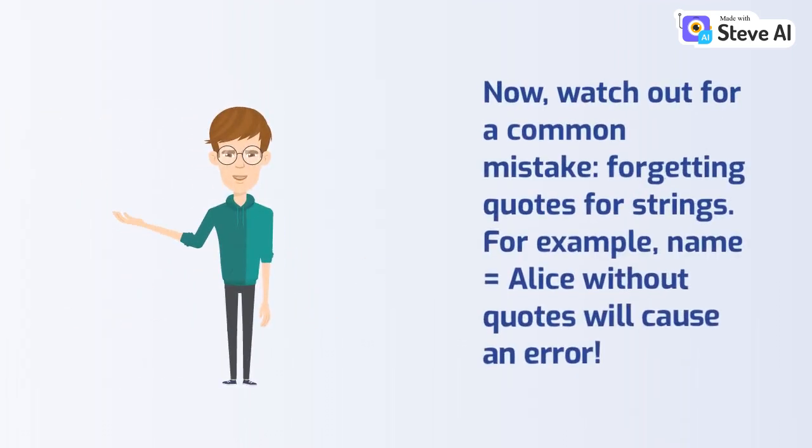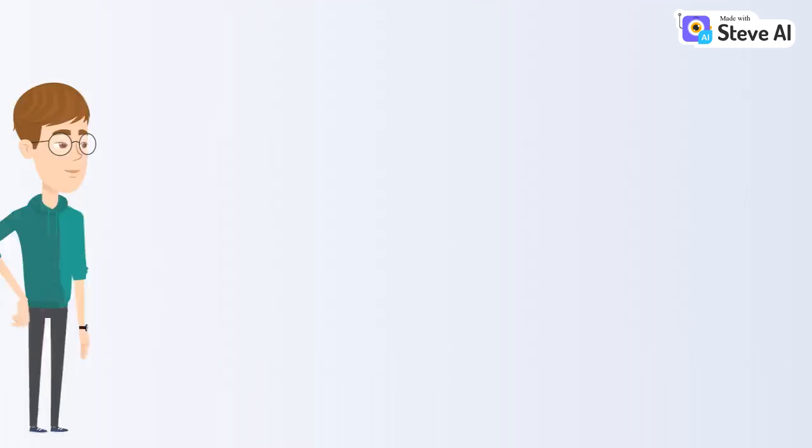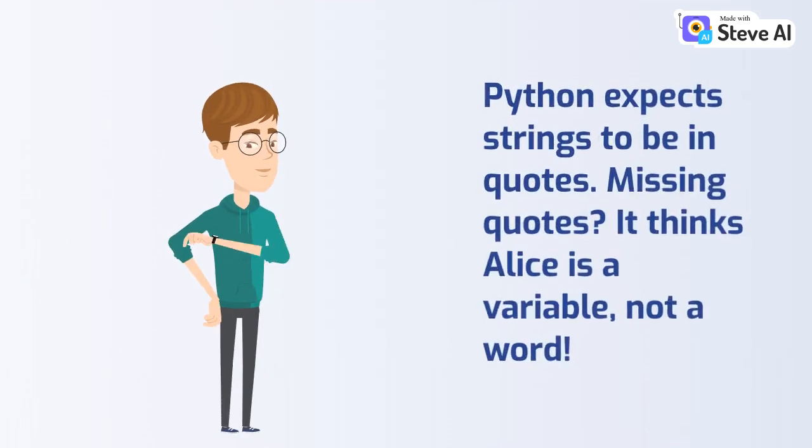Now, watch out for a common mistake, forgetting quotes for strings. For example, name equals Alice without quotes will cause an error. Python expects strings to be in quotes. Missing quotes, it thinks Alice is a variable, not a word.